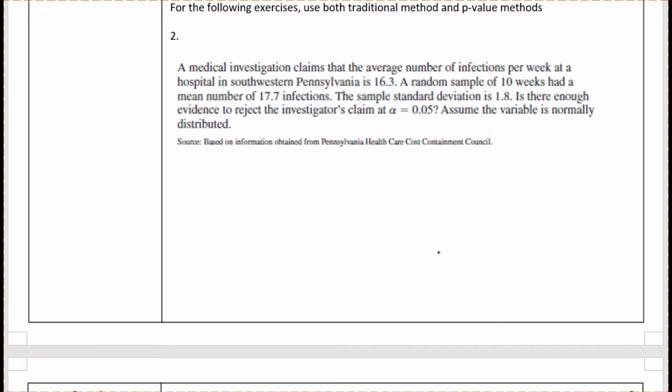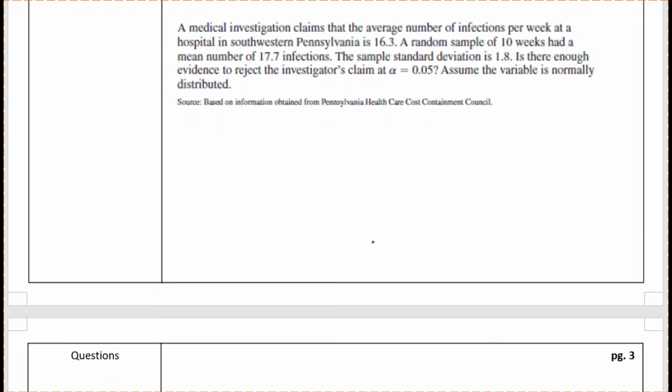All right, so we're going to look at the following problem. A medical investigation claims that the average number of infections per week at a hospital in southwestern Pennsylvania is 16.3. A random sample of 10 weeks had a mean number of 17.7 infections. The sample standard deviation is 1.8. Is there enough evidence to reject the investigator's claim at alpha equals 0.05? Assume the variable is normally distributed.